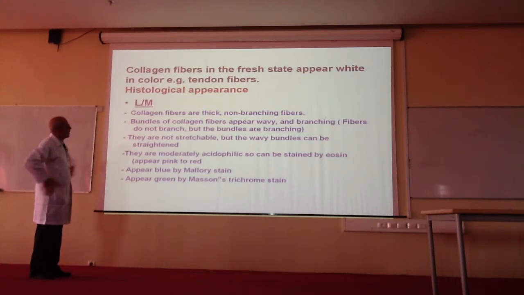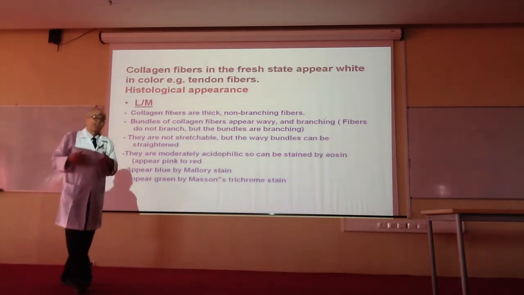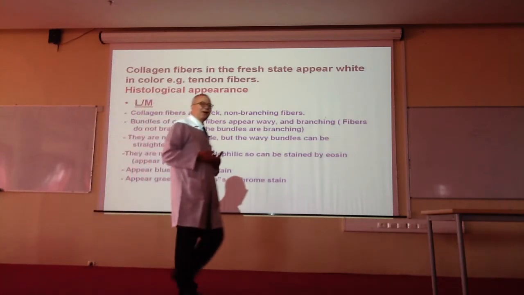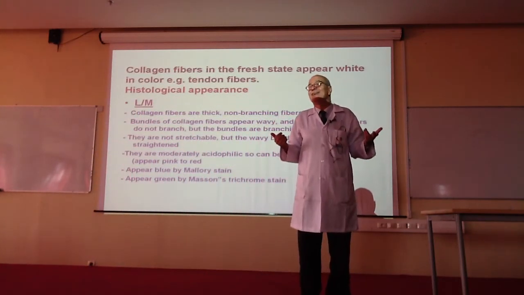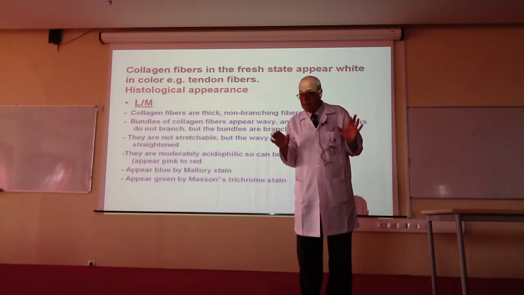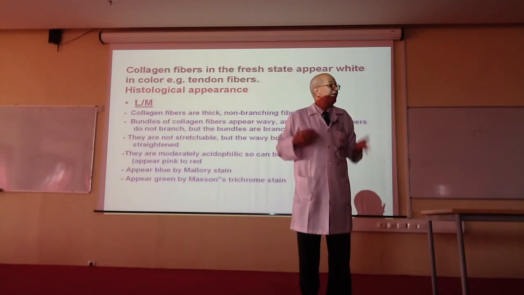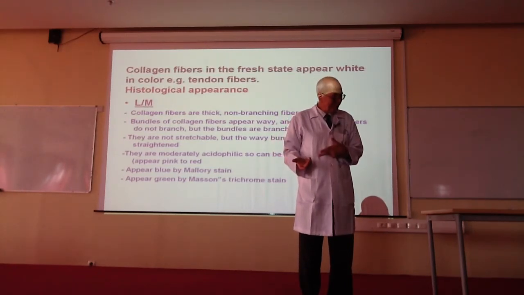They are moderately acidophilic. What do you mean by acidophilic? They like the acidic stain. What is the most common acidic stain? It is eosin. We have the common stain hematoxylin and eosin. What takes eosin appears pink to red. What takes hematoxylin appears blue to purple.